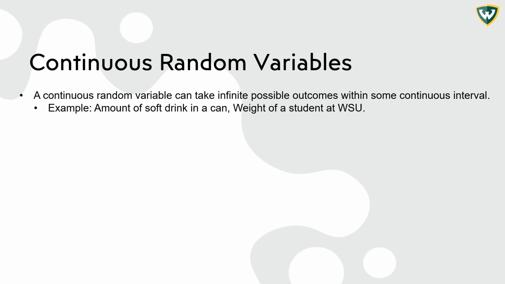A continuous random variable is one that can take an infinite number of possible values within a specific continuous range. For example, the amount of soft drink in a can or the weight of a student at a university can be any value within a range, such as between 0 and 12 ounces or between 100 and 200 pounds. Because these values are continuous, they can be infinitely precise, meaning there are no distinct steps between possible outcomes.